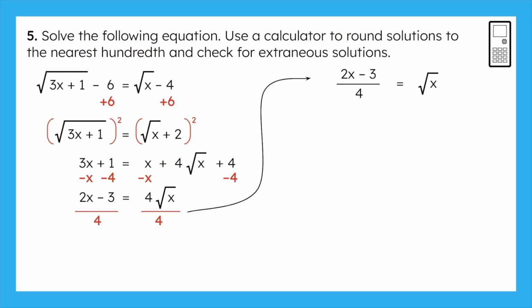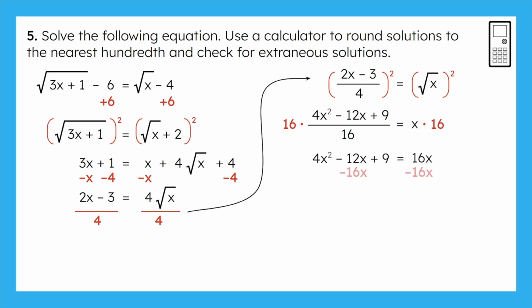Now that the radical is isolated, we square both sides, resulting in 4x squared minus 12x plus 9 over 16 equals x. Using inverse operations, we end up with the quadratic expression 4x squared minus 28x plus 9 equals 0. We can't factor this, so we will need to use the quadratic formula. Before we move on, if you've made any mistakes up to this point, now's the chance to pause and fix them and finish the rest of the problem before we review the work.